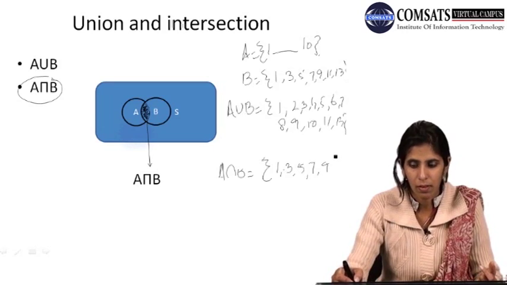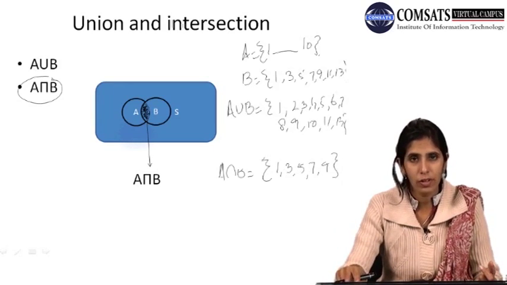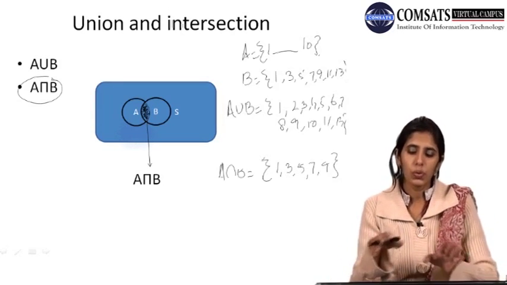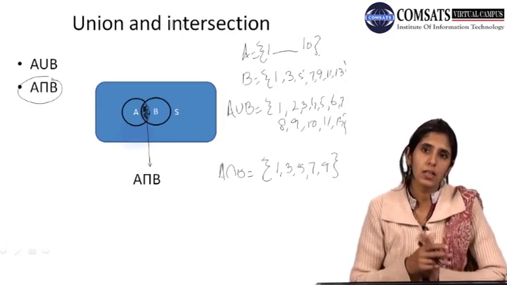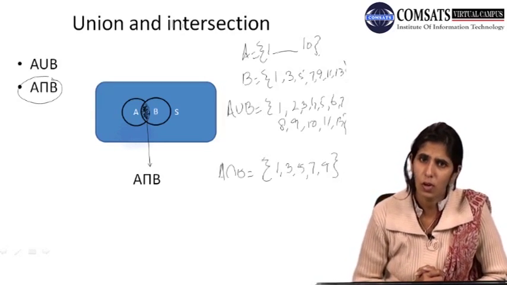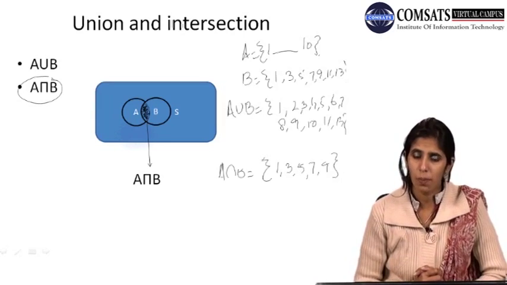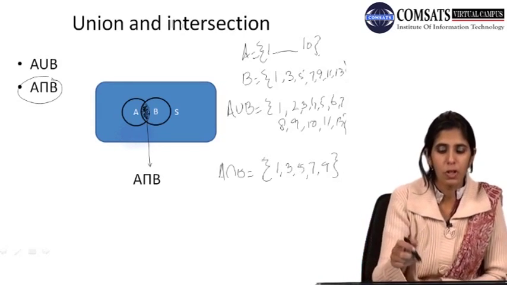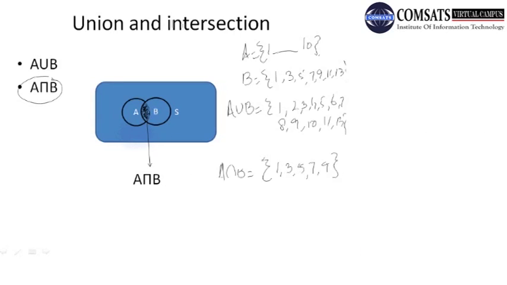1, 3, 5, 7, 9, and that's it. Because 10 is not there in B, 11 is not there in A, 13 is not there in A, and 2, 4, 6, 8 are not there in A, not there in B. So in these two sets, in totality, how many things are common? Whatever things are common, that will be our A intersection B. And we have shown that inside this shaded area.